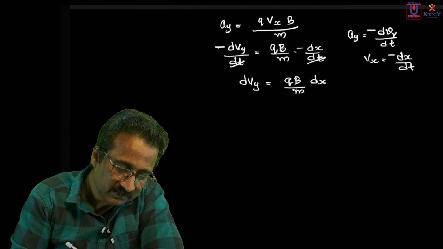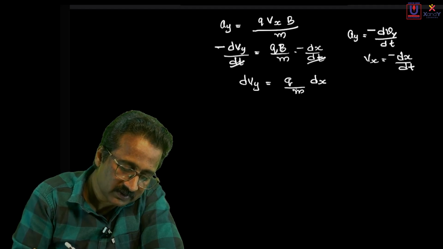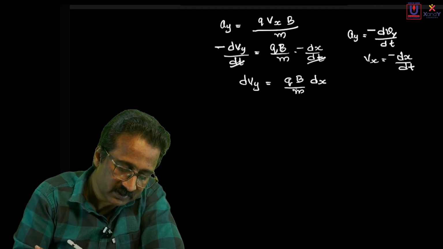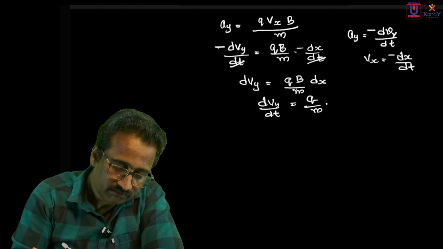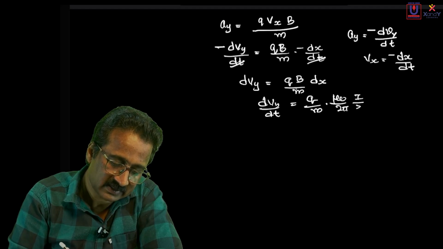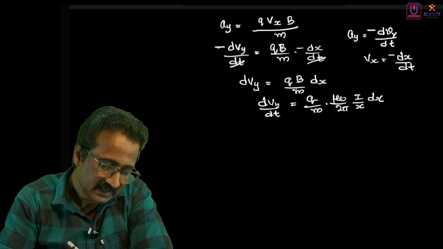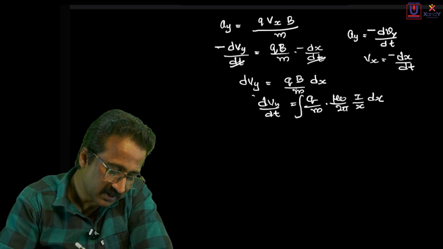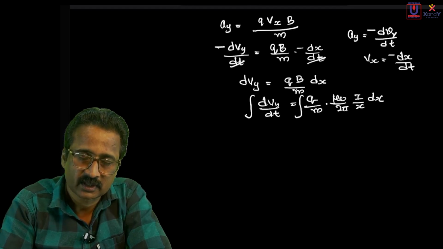So I'm using that B here. The equation for B I'm substituting now. It is dvy by dt equal to q divided by m, that into B, which is mu 0 divided by 2 pi, that into I by x into dx. This is it. Now we integrate both sides in order to get a velocity position relationship. This is the way I advise. We take the integrals on both sides.